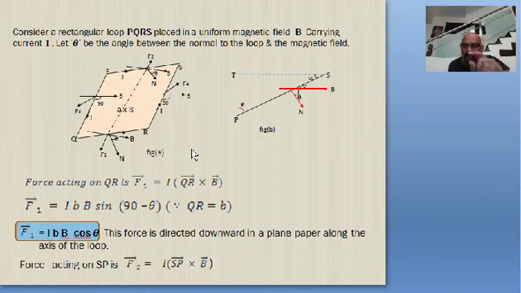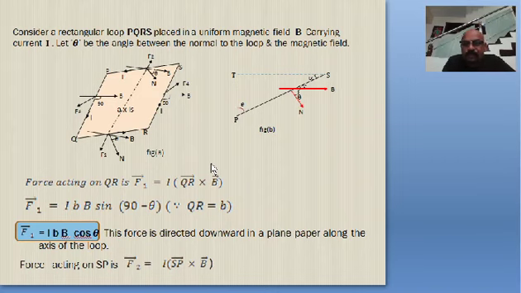Here F1 and F2 are also two equal and opposite forces, but they are acting along the same line. Here they are not acting along the same line. Line of action is different. The line of action of F3 and the line of action of F4 are separated by some perpendicular distance. There is some perpendicular distance between the two forces. Here there is no perpendicular distance between the two forces. F1 and F2 are acting along the same line. Here F3 and F4 are acting on different lines of action. The points of action of the two forces are different. So therefore, remember now, I repeat, F1 is the force experienced by QR, and that force is equal to I b B cos theta.